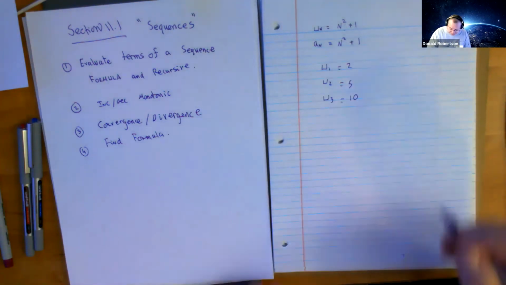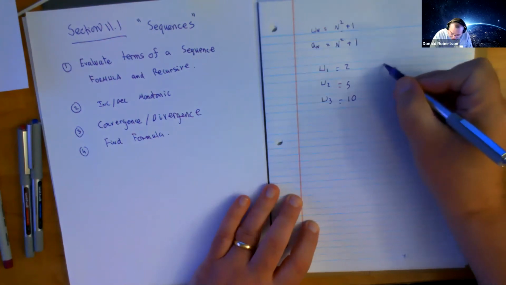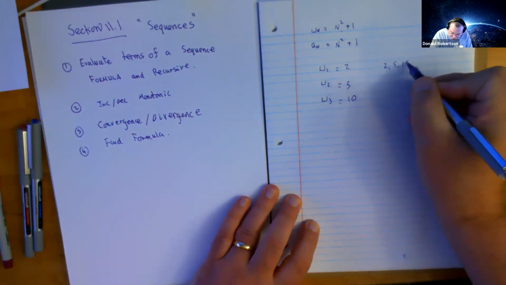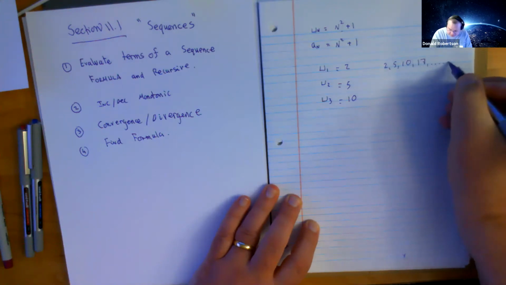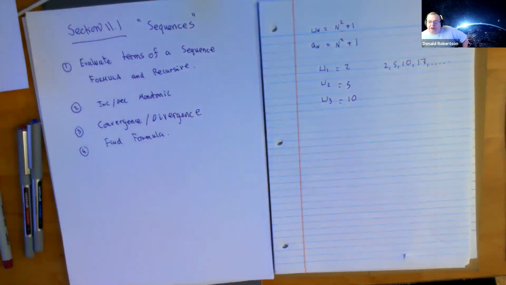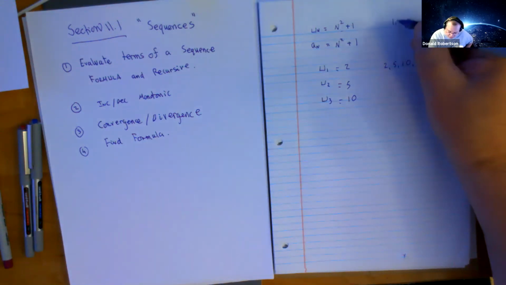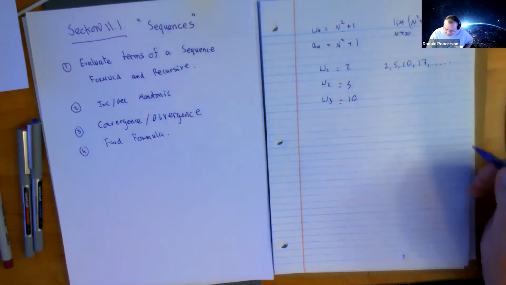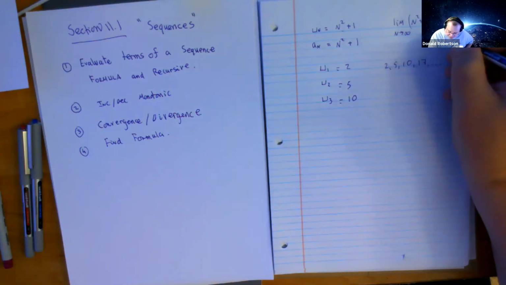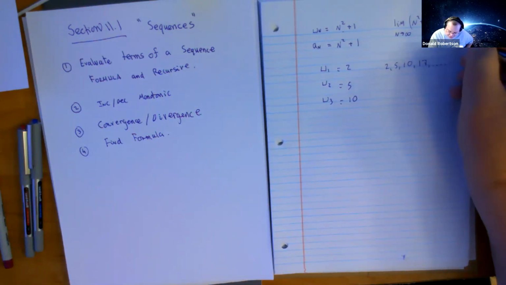Now, some sequences, this one's an example of it. It's just by inspection pretty obvious that this sequence, if you looked at what would happen as it tends to infinity, would be infinitely large, and in that situation we just say that it diverges.